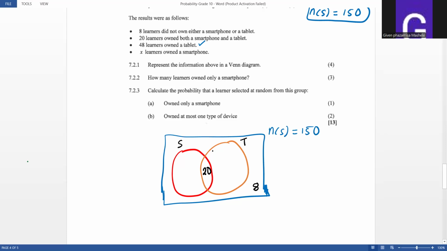48 owned a tablet, so the area for the tablet must add up to 48. If it's adding up to 48, we're going to say 48 minus 20. It means for a tablet only, it will be 28. So this is where we have not smartphone and tablet, which is the same as tablet only. This is the part where we have smartphone and not tablet. Okay, I apologize, it should be smartphone, which is the same as smartphone only.